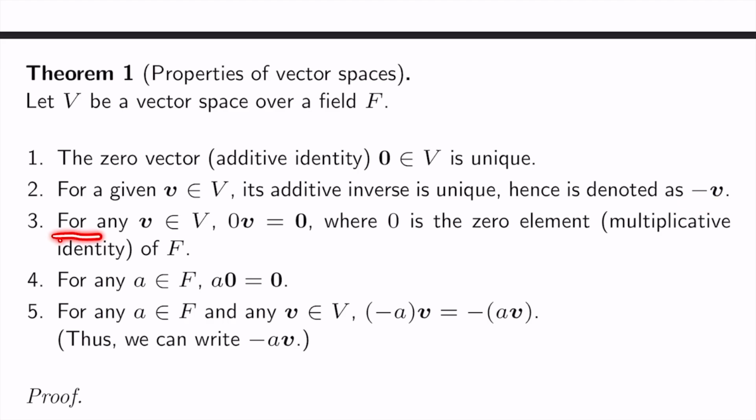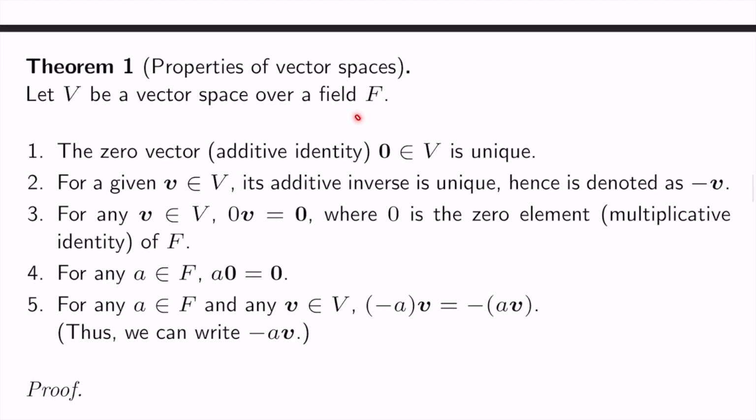And next, for any element v in the vector space V, 0 times v is equal to the zero vector. Here, this 0 is the zero element in the field F. Okay, a field is a set with addition, subtraction, multiplication and division, and it has the zero element. So in the case of the set of real numbers, it's the number 0, right? So 0 times any vector is the zero vector. And next, for any field element a, a times the zero vector is equal to the zero vector.